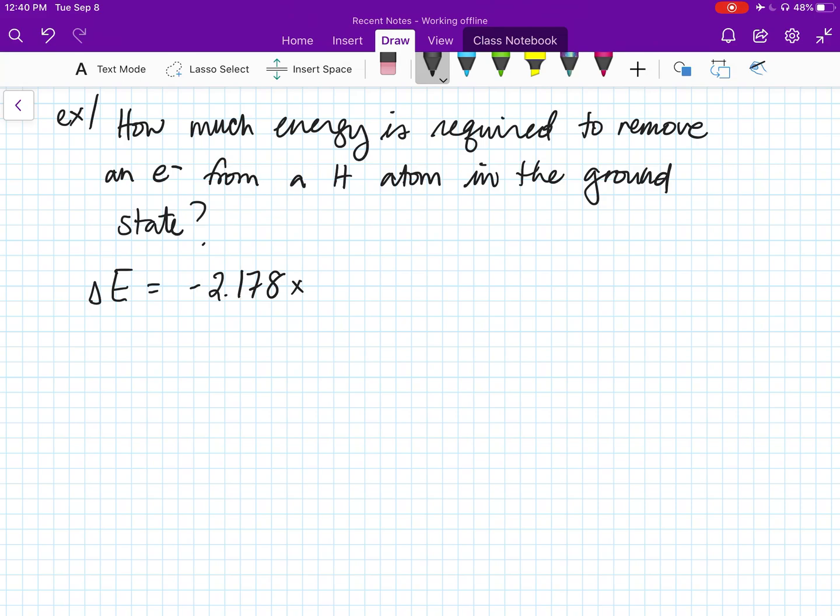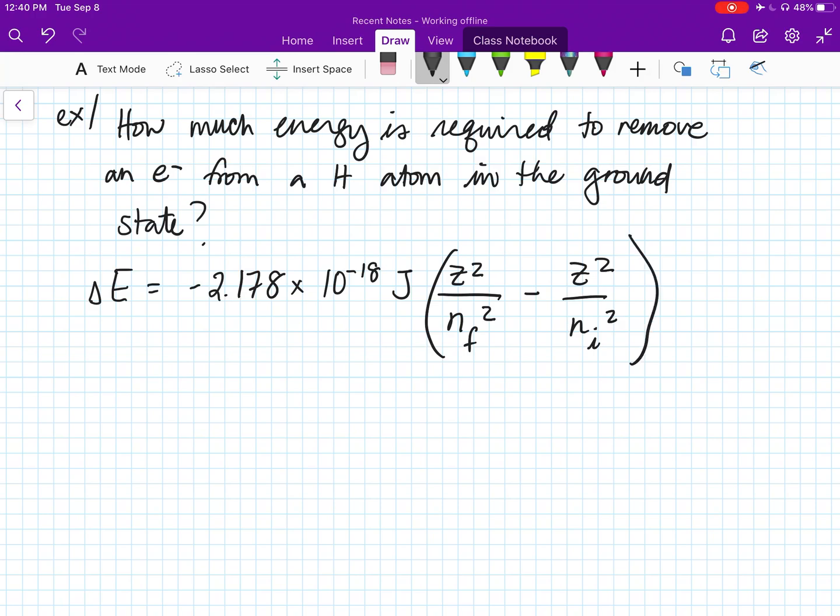The equation that I gave you at the end of the last lecture is as follows for delta E. We have that constant, Z squared over n of the final state squared minus Z squared over n of the initial state squared. All right, so we know that we're talking about hydrogen, so Z is 1 because that's how many protons are in hydrogen, hydrogen's atomic number. Now, what are the n values? What is the n of the initial state and what is the n of the final state here? That's the big question, and if we can answer that question, then we can solve this problem.